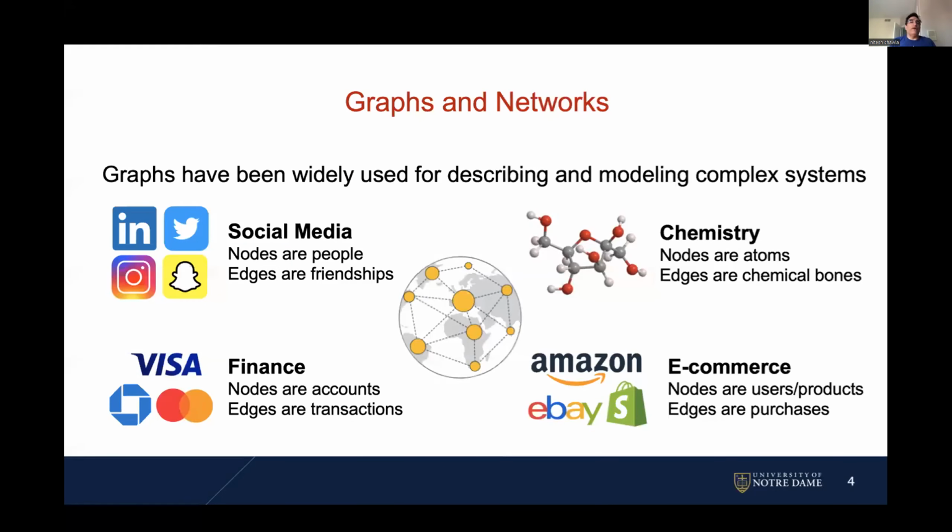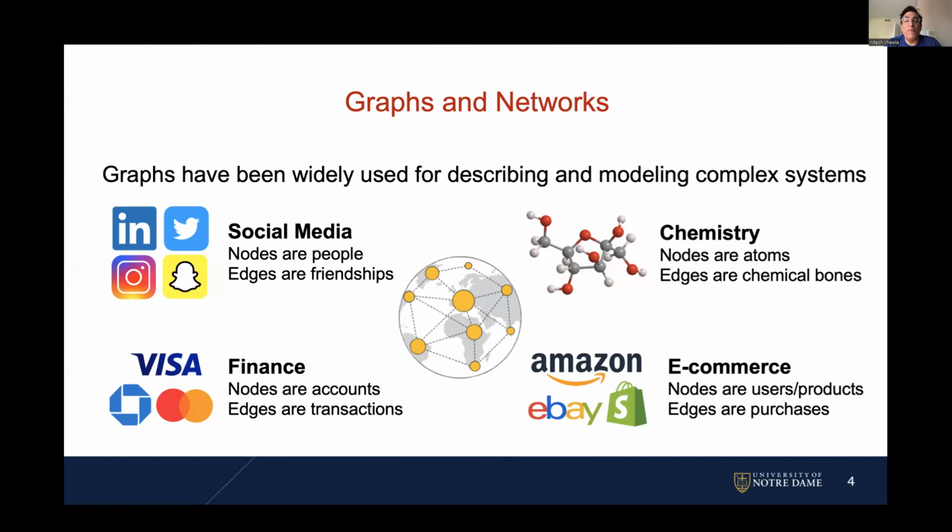So why graphs? Graphs essentially are ubiquitous. If you think about social media, whether it's LinkedIn, Twitter, now there's no Twitter, X, Snapchat, Instagram, or finance, e-commerce networks, financial transactions, or online shopping places, whether it's Amazon or eBay. And more recently, the molecular structures that are often found in chemistry have been represented as graphs as well.